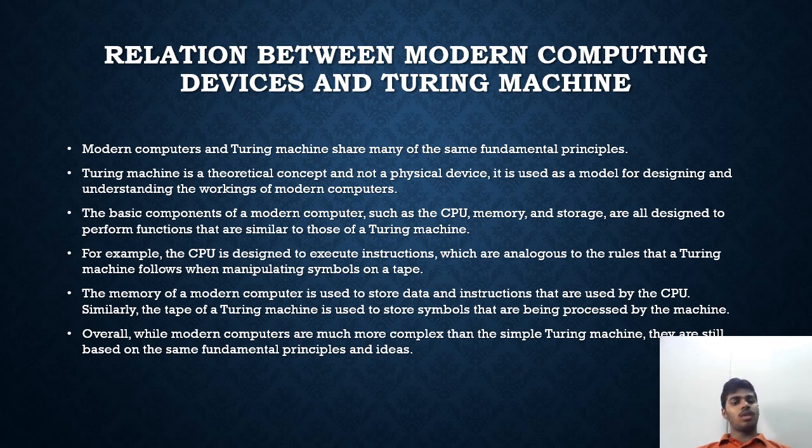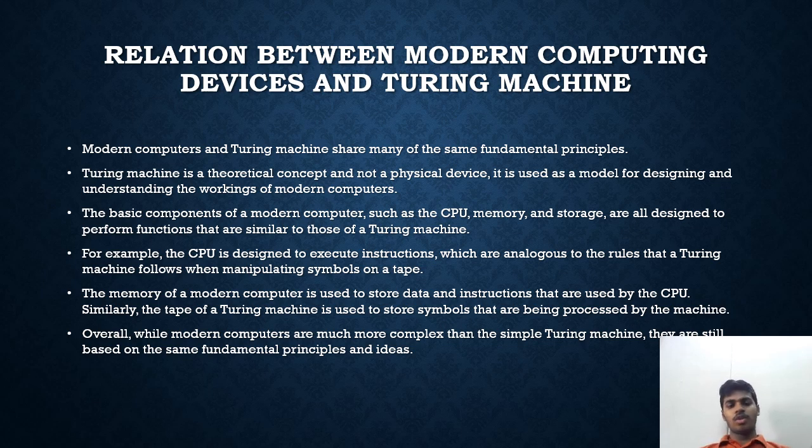A Turing machine is a theoretical concept and not a physical device. It is used as a model for designing and understanding the workings of a modern computer. The basic components of a modern computer, such as CPU, memory, and storage, are all devised to perform functions that are similar to a Turing machine.